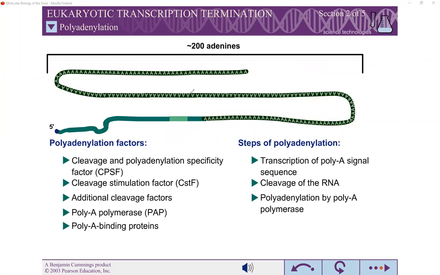So how many residues can be added? 200 to 250 at the 3 prime end. This is the 3 prime end. There you can add 200 to 250 nucleotides. Okay, next.